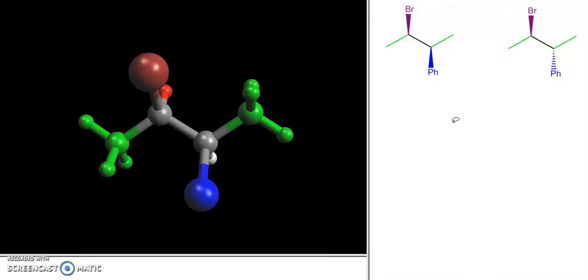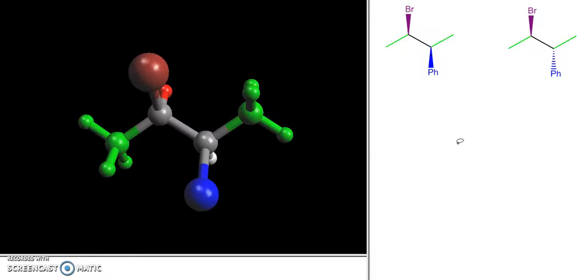Let's talk about reactions of alkyl halides. In particular, I want to look at the E2 reaction, and I want to look at the reaction of these two different alkyl halides. The only difference between these two alkyl halides is the stereochemistry at this center right here. In this molecule, it's R. In this molecule, it's S.